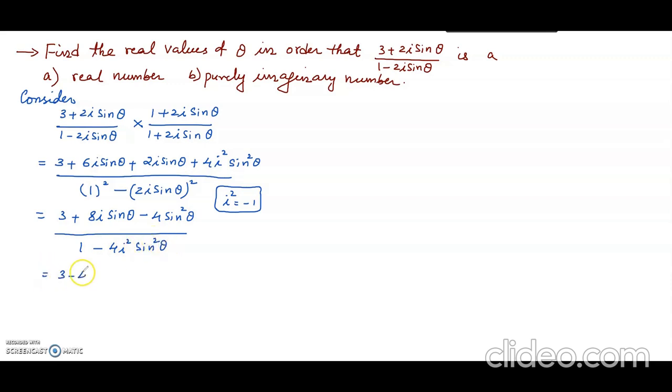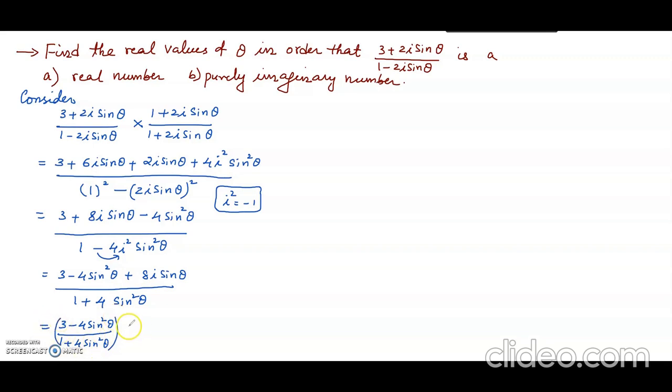So we can write 3 minus 4 sine square theta plus 8i sine theta by, again we can make use of the i square value in the denominator as minus 1. So this minus and this minus will become plus. So we have 1 plus 4 sine square theta. Let us separate the real terms by denominator. 3 minus 4 sine square theta by 1 plus 4 sine square theta. This is the real term plus i into 8 sine theta by 1 plus 4 sine square theta.